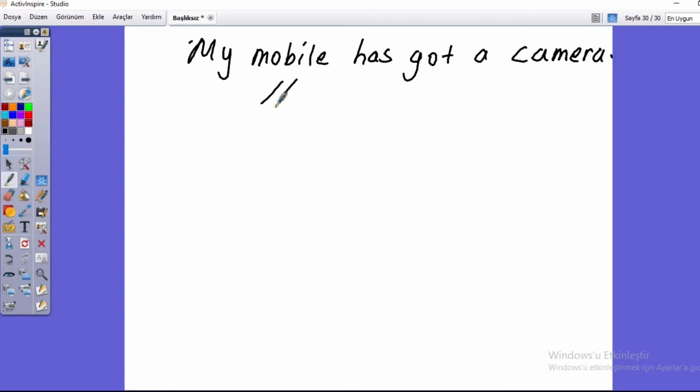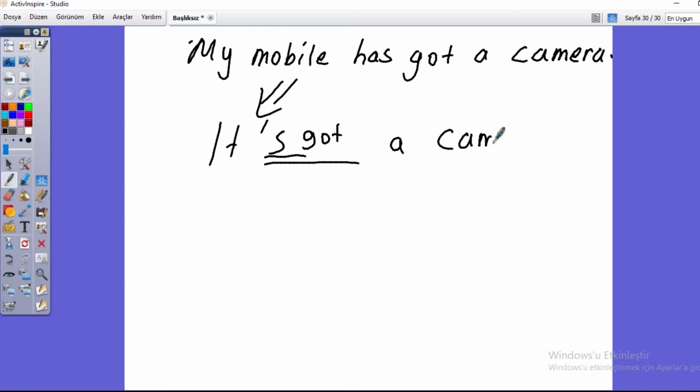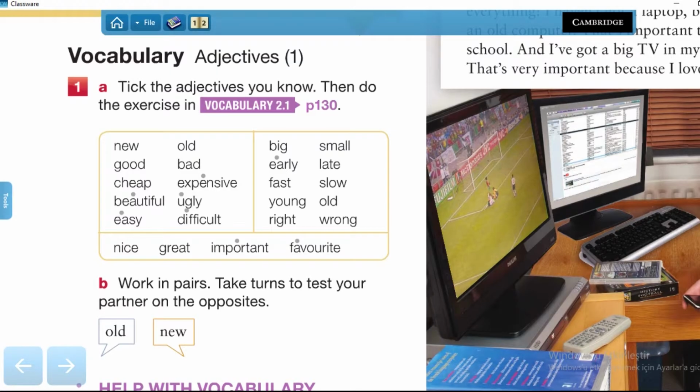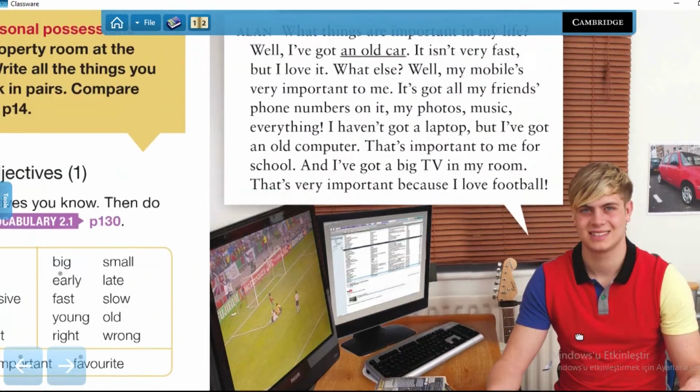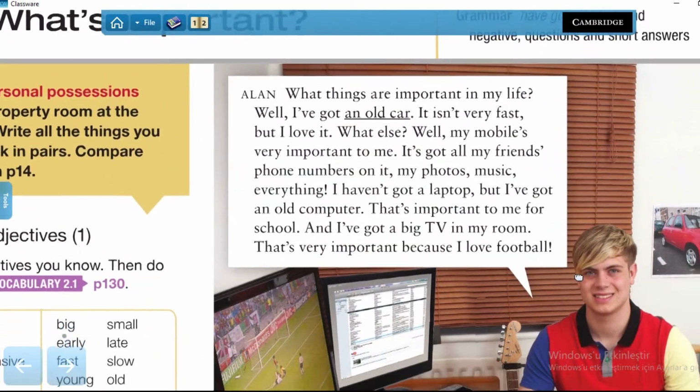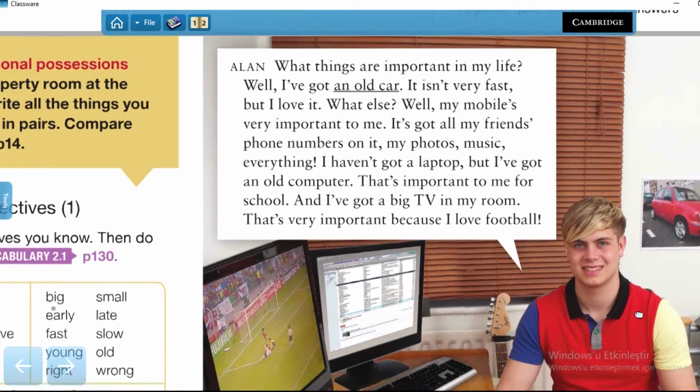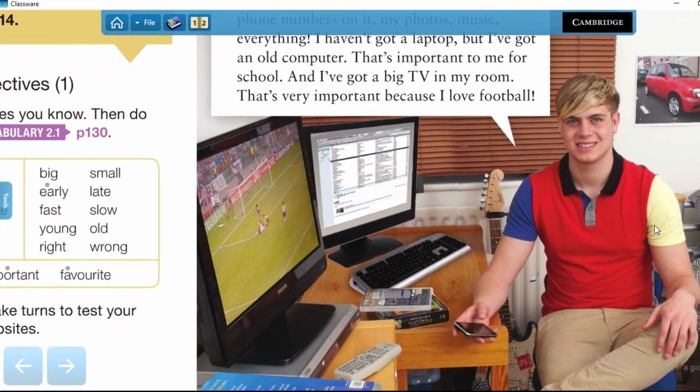Or we can say here, we can use the subject pronoun, it has got, but use short forms. It's got a camera. Now, let's look at the photo. What's his name? His name is Alan. Let's look at the picture.